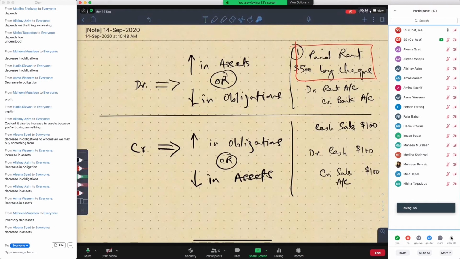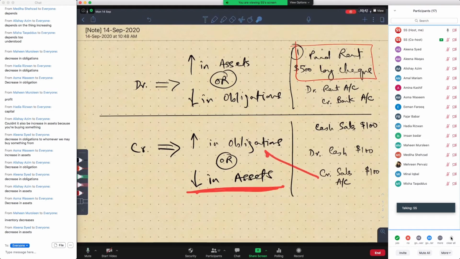Inventory decreases, Maheen. Excellent. Right? So if we try to justify it from this perspective, that credit means decrease in the asset. So sales account is causing your inventory to go down. So we can justify it from this perspective.